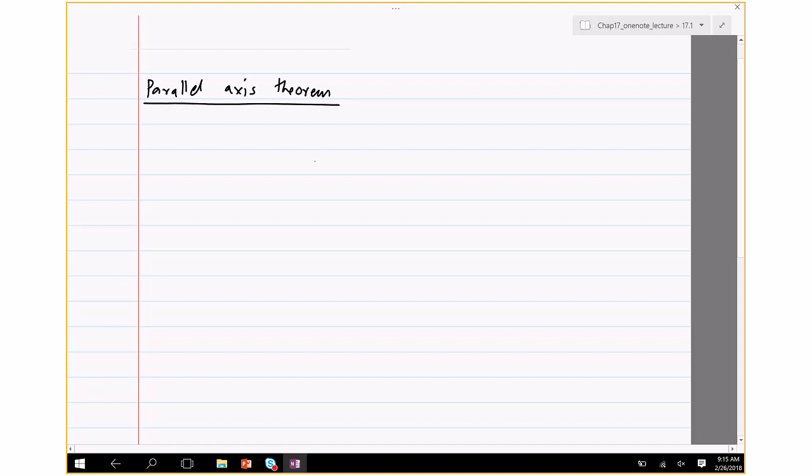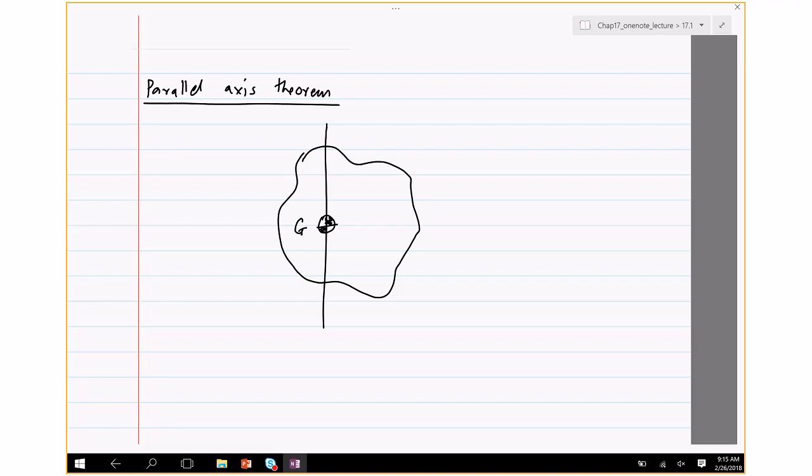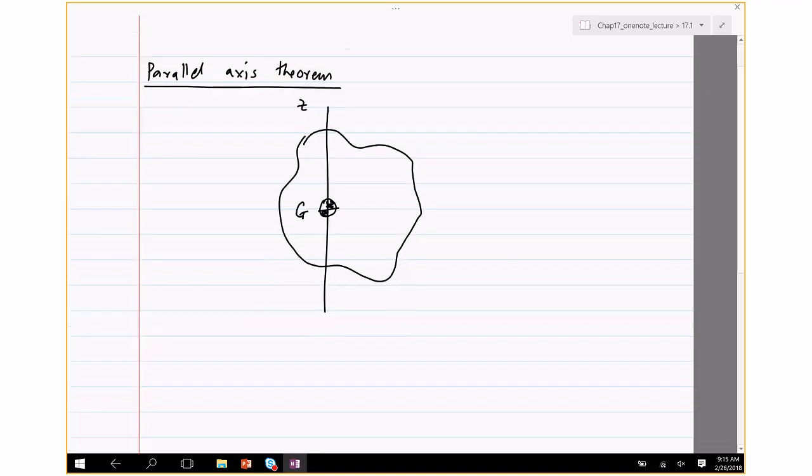Okay, this is what the theorem says. I'm going to assume that the center of mass is G. So we know the inertia about G. Where does that come from? Well, it comes from that table which I just showed you.